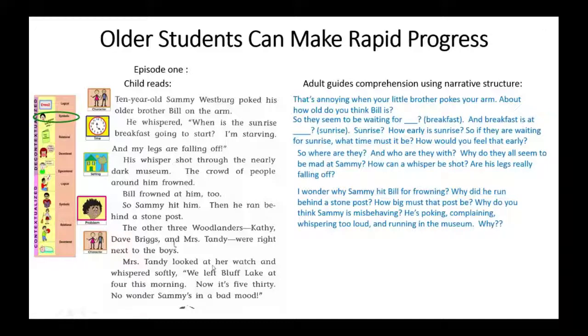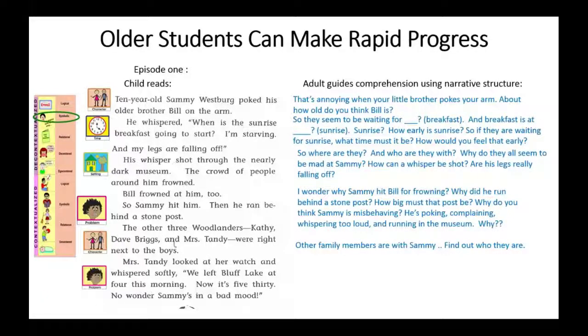"The other three Woodlanders, Kathy, Dave Briggs, and Mrs. Tandy, were right next to the boys." So again, we have to understand who the Woodlanders are, that they're sort of a family group, although they're not related to each other. They do everything together, and Mrs. Tandy is their fearless leader. So you have to make that association. Other family members are with Sammy, find out who they are.